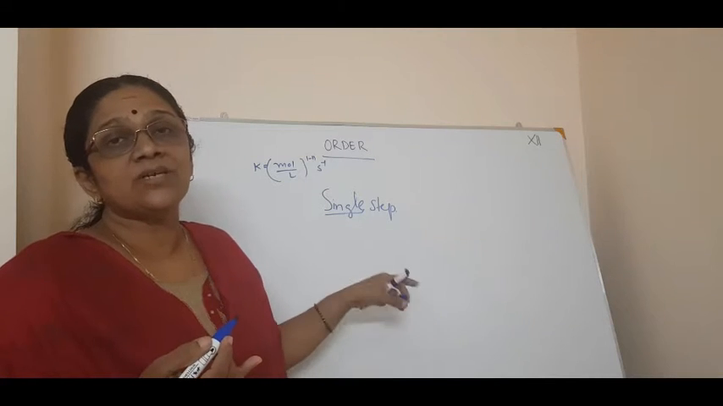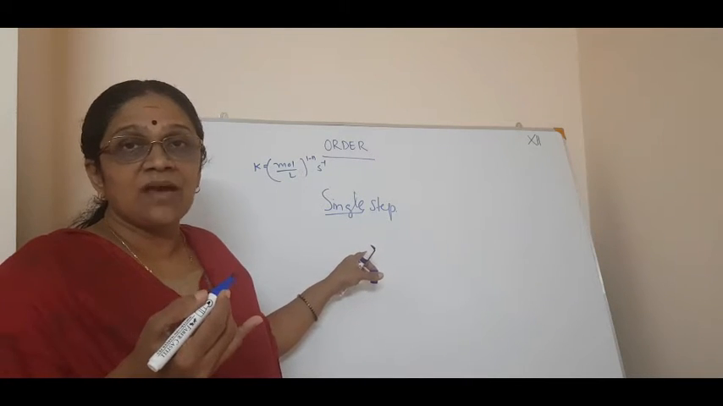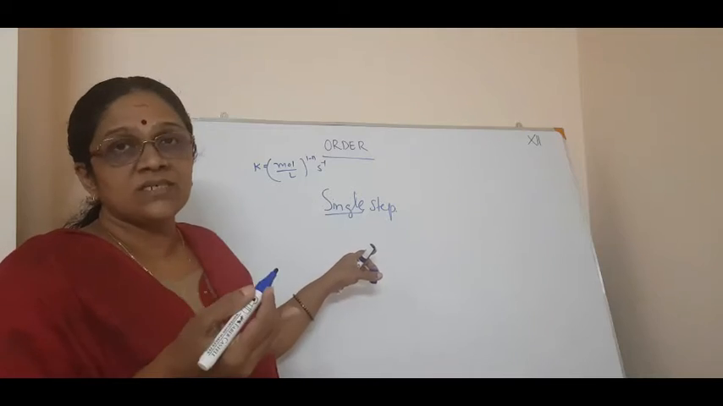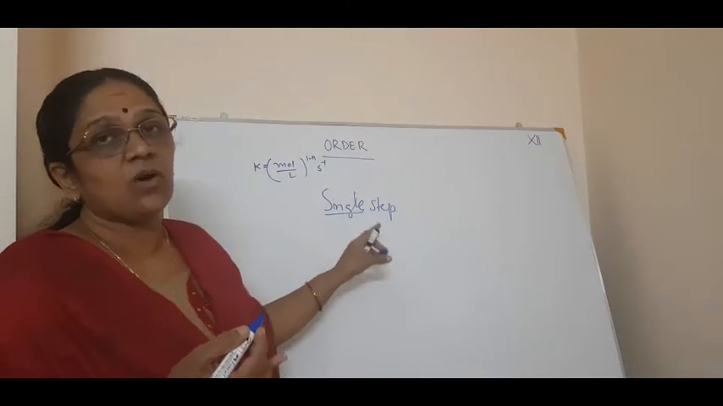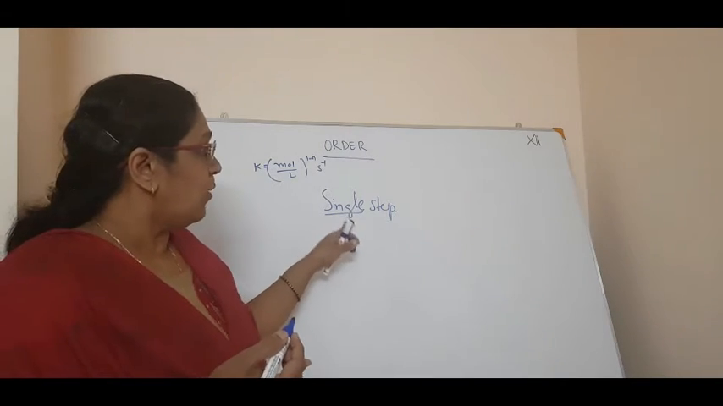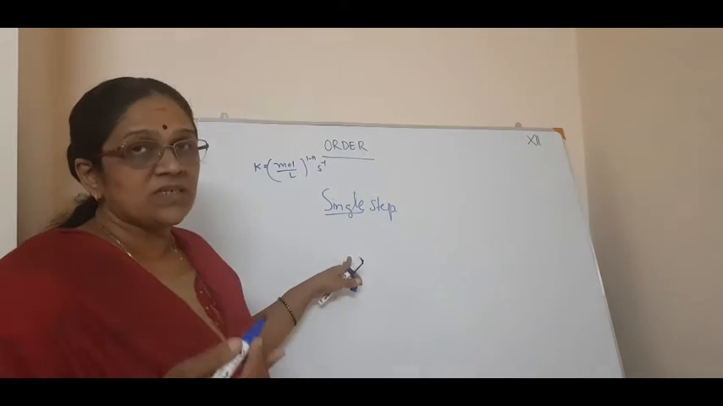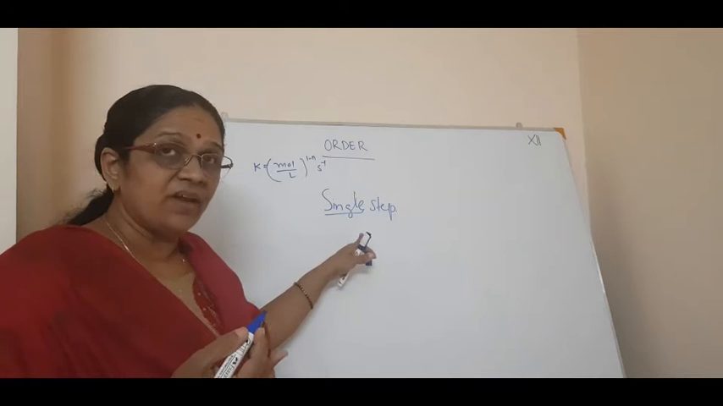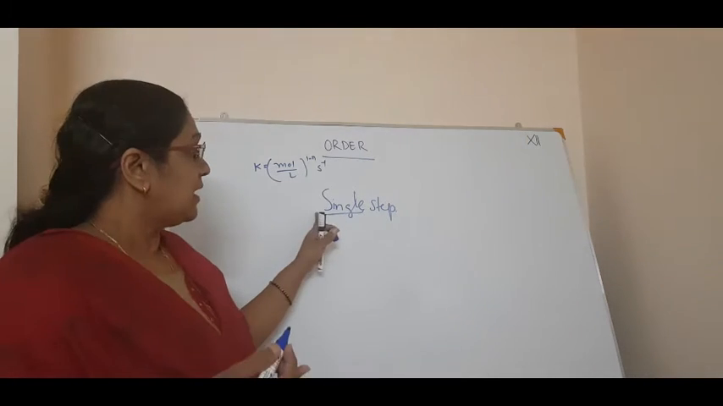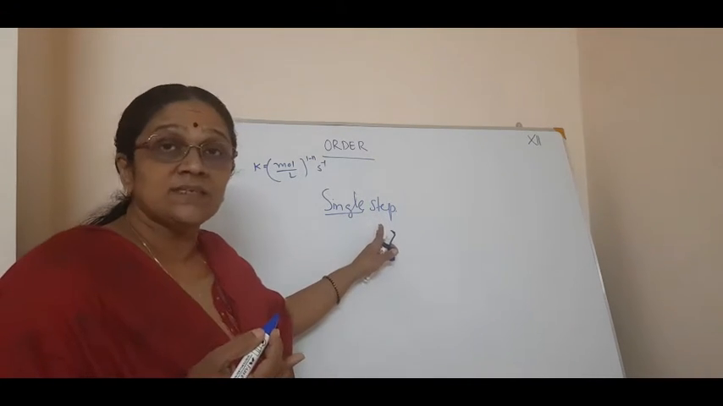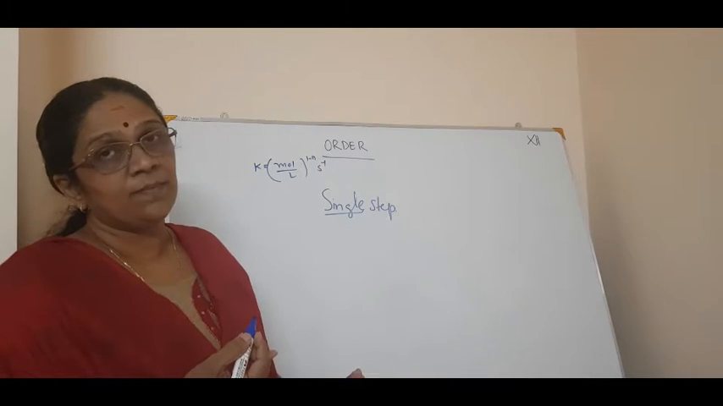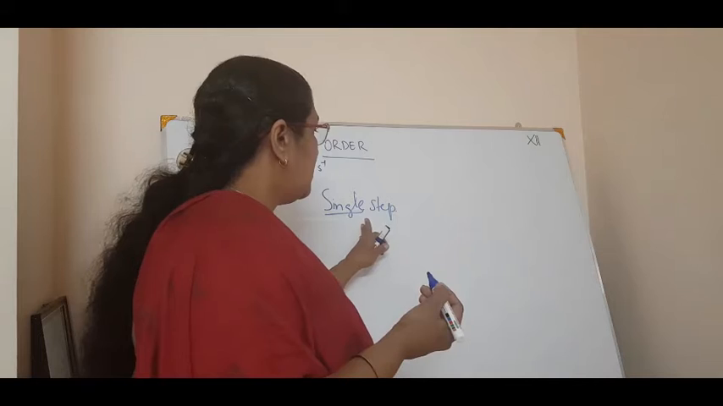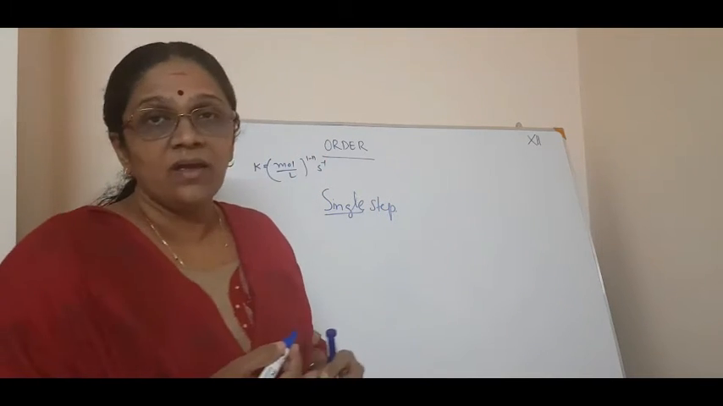A complex reaction means a reaction which has more than one step, maybe 2 or 3 or 4. We will deal with that later. What is a complex reaction? A complex reaction means more than one step. And what is an elementary reaction or a simple reaction? A reaction which takes place in a single step. Clear? So that is all about discussing the order of a reaction.